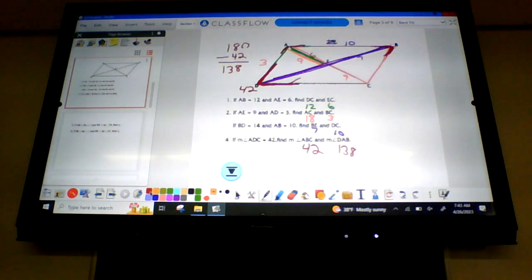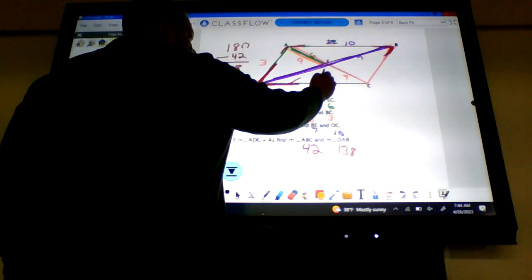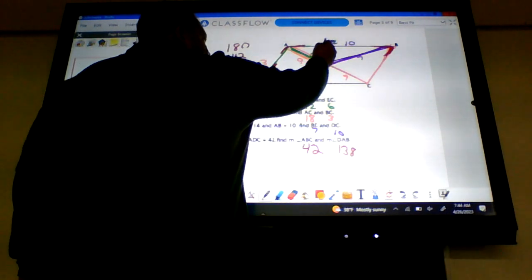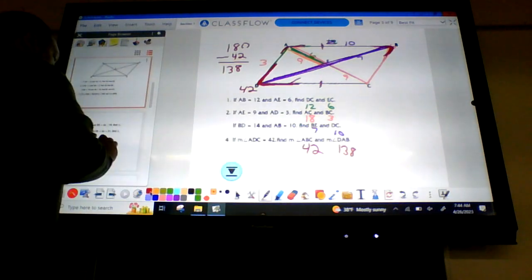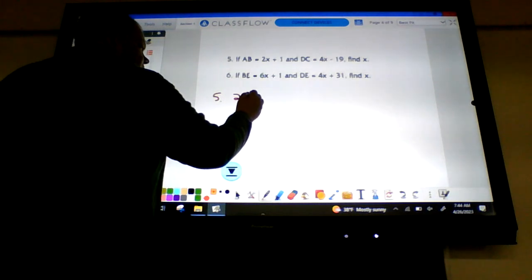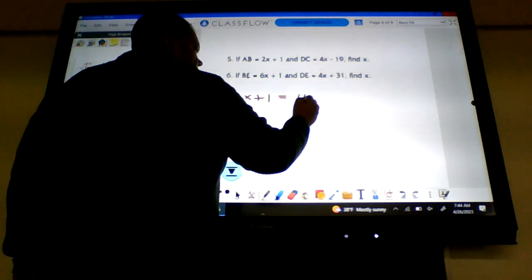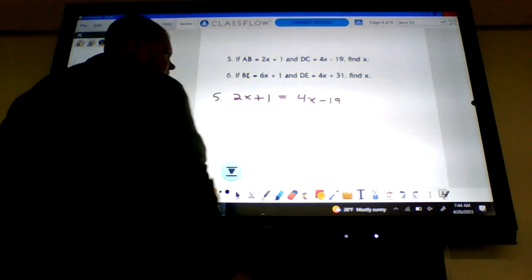Okay, now, we may have algebra incorporated also. If you look at your notes, you're going to notice that you have AB is 2x plus 1 and DC is 4x minus 19. Well, those 2 segments are going to be the same. Okay, so for number 5, I've got to switch sides. You guys should have this in your notes anyways. So 2x plus 1 is going to equal 4x minus 19.